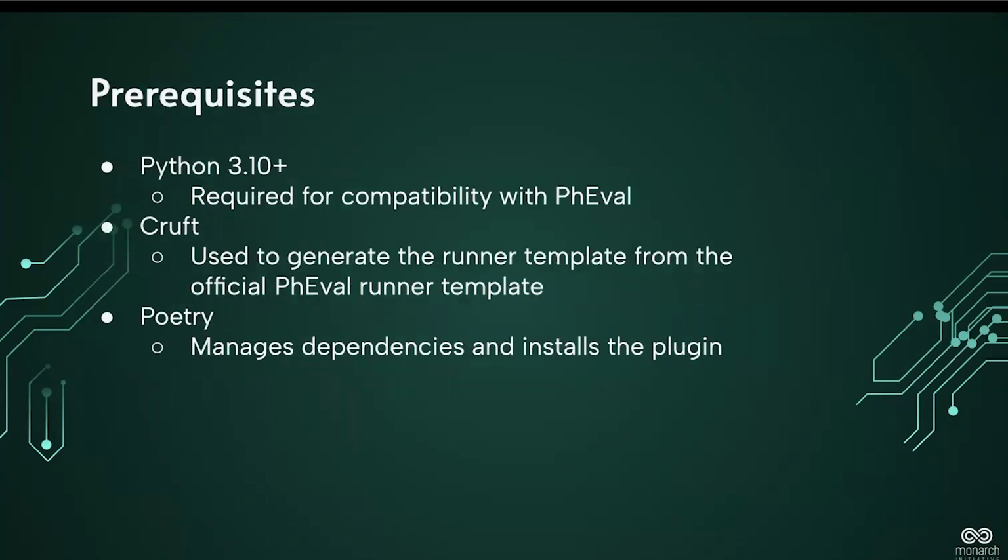Getting into how to set up your runner, there are just 3 prerequisites that you need to create a PhEval runner, and the first is Python 3.10 and above. This is just for compatibility with PhEval. This is the minimum version that it needs.